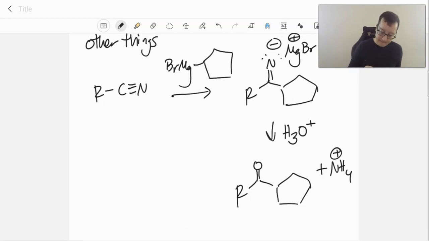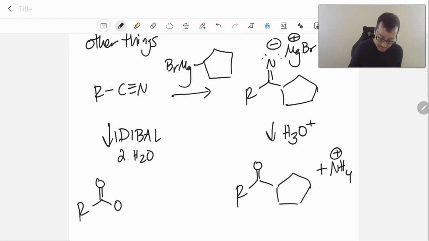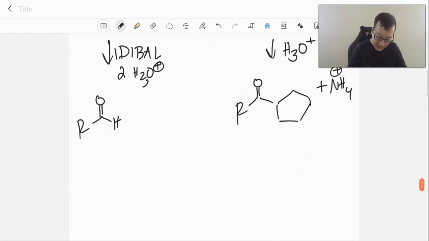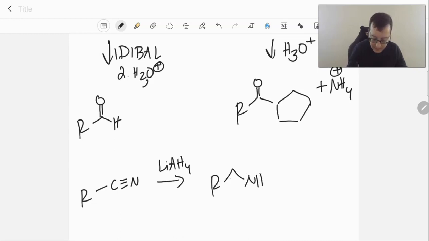So, pretty useful. If you treat this with the DIBAL, you will get an aldehyde out. You'll need the acid wash on that too, I'm sorry. Because you'll end up with the same idea. You'll end up with that negative nitrogen, which will then not be able to be attacked again, and then upon aqueous workup, it gets you the aldehyde. And finally, you can reduce the nitrile with the lithium aluminum hydride. And then doing so gives you an amine as well.